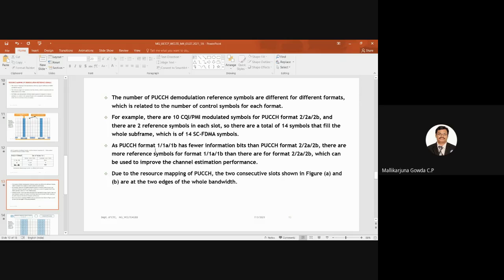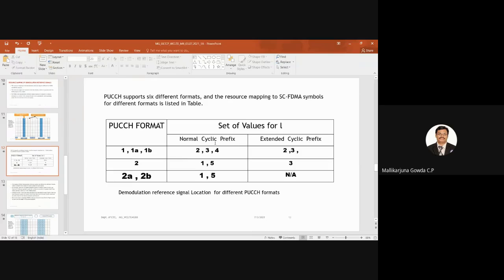Similarly, PUCCH format 1, 1A, 1B has fewer information bits than PUCCH format 2, 2A, 2B. So there are more reference symbols for format 1, 1A, 1B than there are for 2, 2A, 2B. That is done to improve the channel estimation performance. I think you understand this, right? For 1, 1A, 1B, with normal cyclic prefix three OFDM symbols are used, and for extended cyclic prefix, two OFDM symbols are used as reference signals, right? But for 2, 2A, 2B, only two are used.